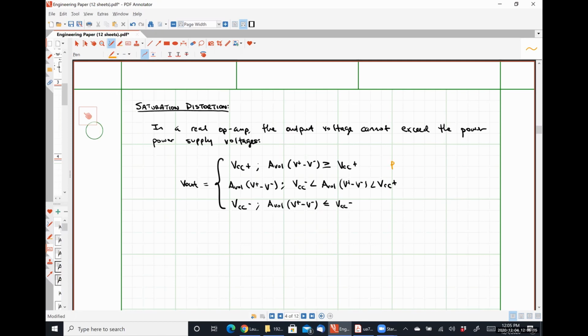And these all have special names. This first condition is positive saturation because we're saturating at the positive power supply terminal voltage. Then we have the linear operation range, so when we're actually amplifying the input signal. And then we have the negative saturation range.